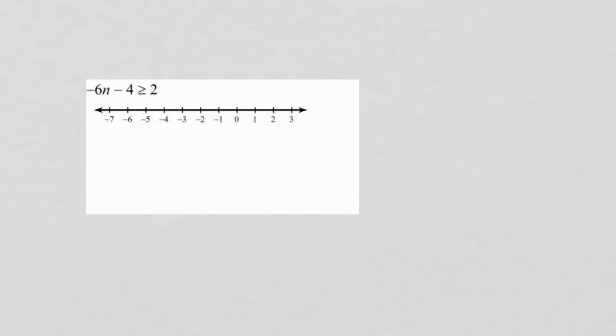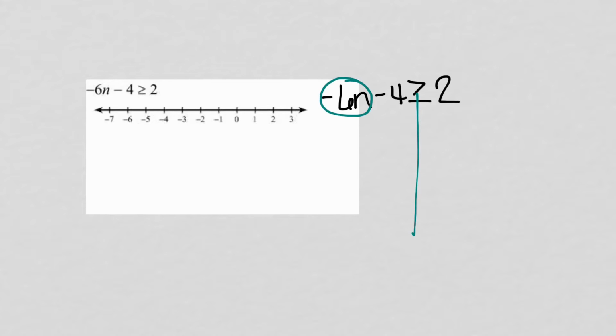Alright, so let's take a look at the next one. Begin by rewriting the equation. Negative 6n minus 4 greater than or equal to 2. Drop your line, circle what you're solving for. How do you make a minus 4 go across? You have to add 4 to both sides.